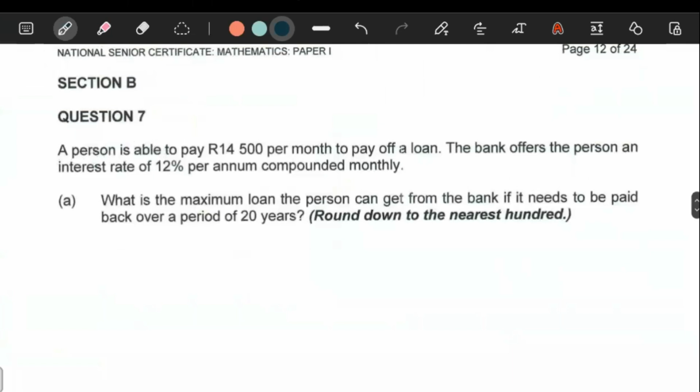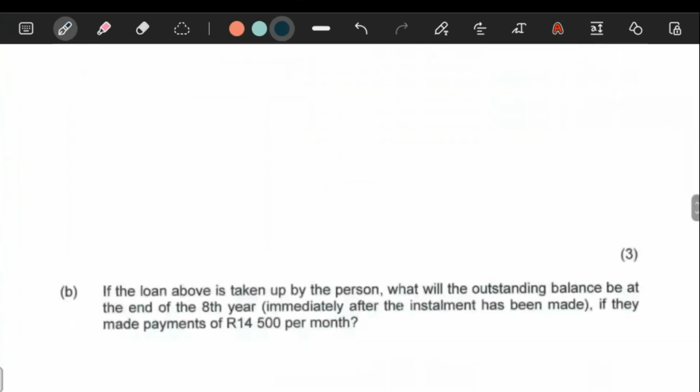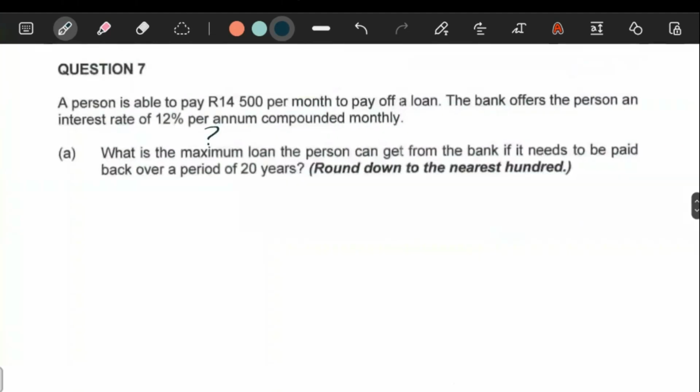It says a person is able to pay 14,500 per month to pay off a loan. The bank offers the person an interest rate of 12% per annum compounded monthly. What is the maximum loan the person can get from the bank if it needs to be paid back over a period of 20 years? So don't be sidetracked by the maximum part here. It really doesn't change much in terms of this being a normal, straightforward financial maths question, which is out of 3 anyways. So it's a loan that you took out. You just need to work out what that loan can be, right? If you're going to pay monthly installments of this much over 20 years.